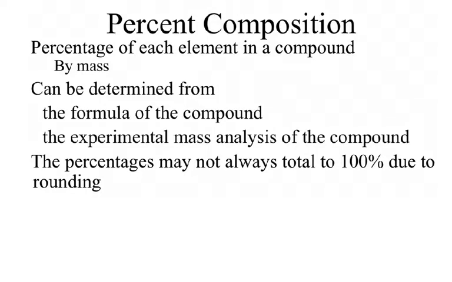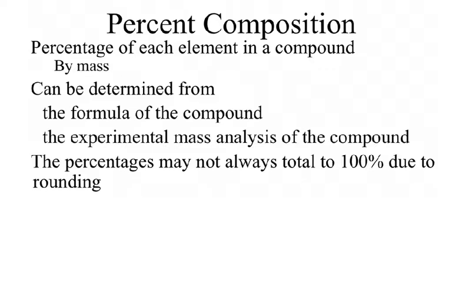Welcome everyone. Today what we're going to do is to find the percent composition of elements within a compound. The percentage of each element in a compound will be determined by mass, and what you're going to see is that it can be determined from the actual formula of the compound or by the experimental mass analysis of the compound. In this video we're going to show how, given a formula, you can find the percent composition, which is also known as mass percent. It goes by either name.